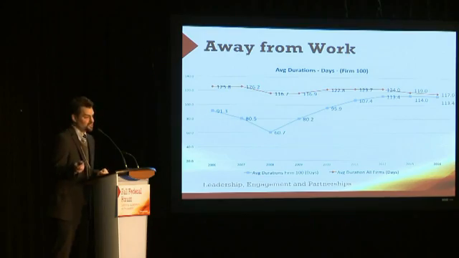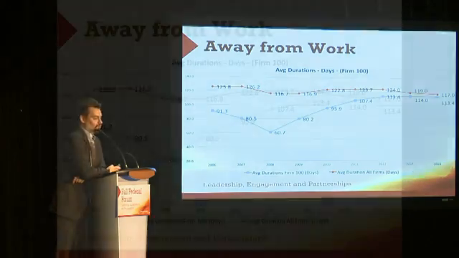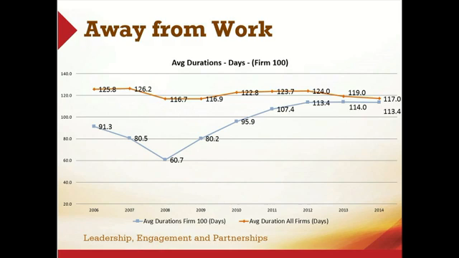Daniel used graphs. I'm going to use a couple. What does this say? The blue line is you guys. The orange line is everybody else. So those numbers are the average duration in days for injuries, okay? So way back in 2006, average days for a lost time injury was 91.